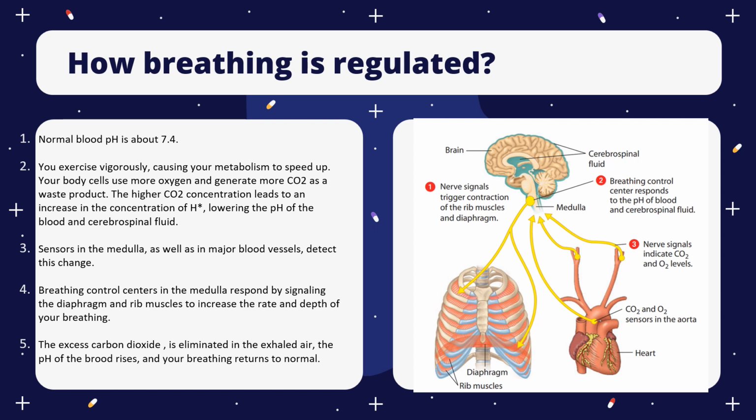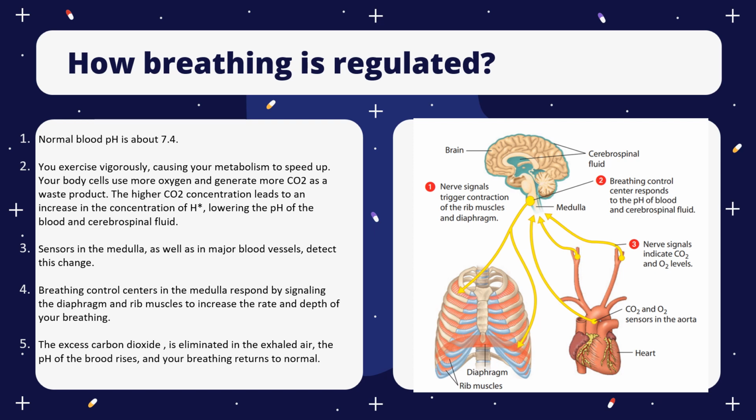Again, this is a diagram which summarizes the whole process of breathing regulation. First of all, the nerve signals will trigger contraction of the rib muscles and diaphragm to increase the rate and depth of ventilation so that more carbon dioxide is exhaled and more oxygen is inhaled.